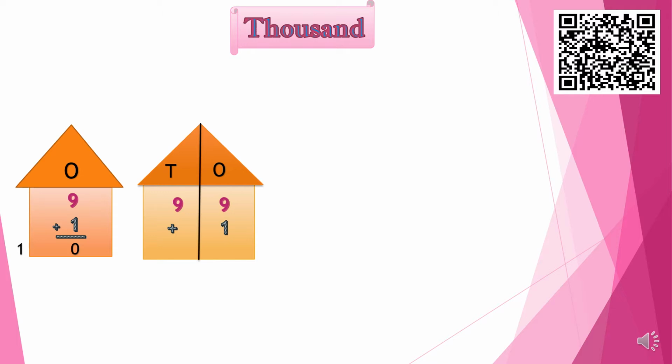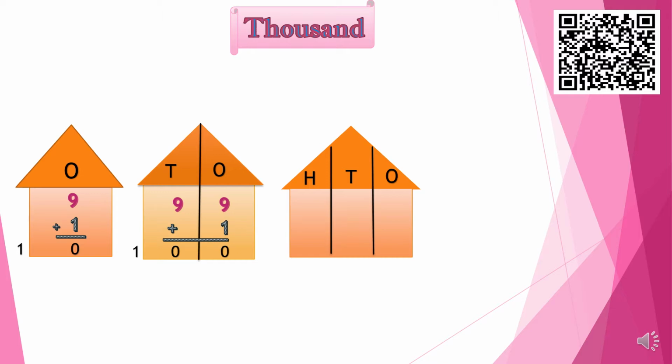If I add 1 to this number, after 99, let's add 1, it will be 100. Uh-oh, it's a three-digit number. We can't put it inside the same house. No, it's a three-digit number. It needs 3 rooms. So I need a bigger house. This is our new house. Our new house contains 3 rooms: ones, tens, and the new room for hundreds. So I have 3 rooms here: ones, tens, hundreds.